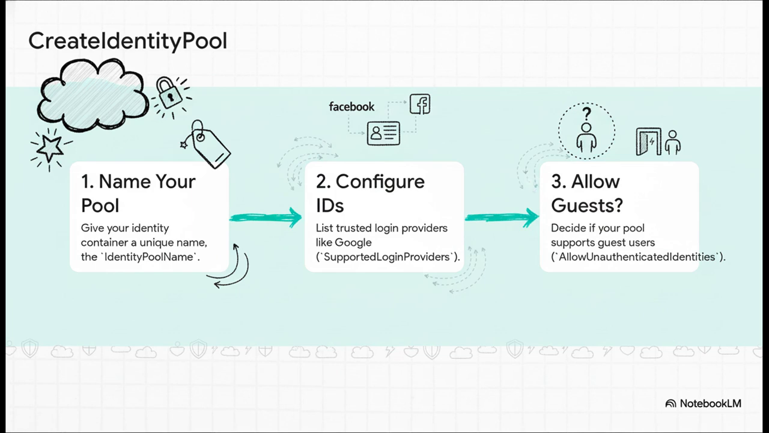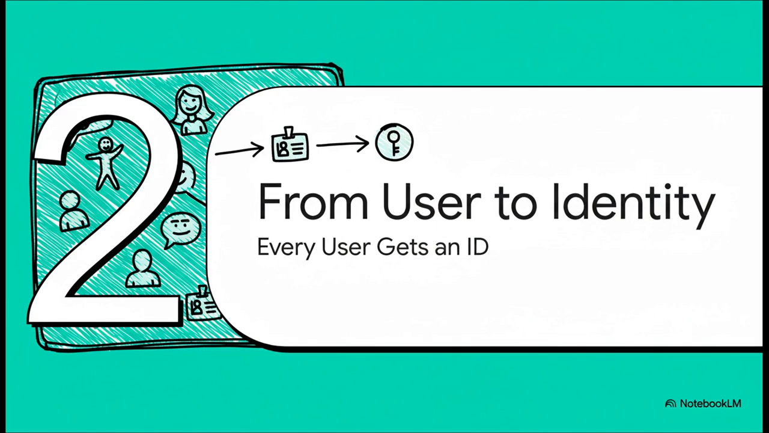And look, while there are a bunch of little details you can configure, it really just boils down to three main decisions. First, you give your pool a unique name. Simple enough. Second, you tell it which login providers you're going to trust. Google, Facebook, whatever. And third, you decide whether or not you'll let people in as guests without logging in at all. Okay, so we've got our container, the identity pool. Now let's talk about what actually goes inside it. We need to talk about the individual user identity.